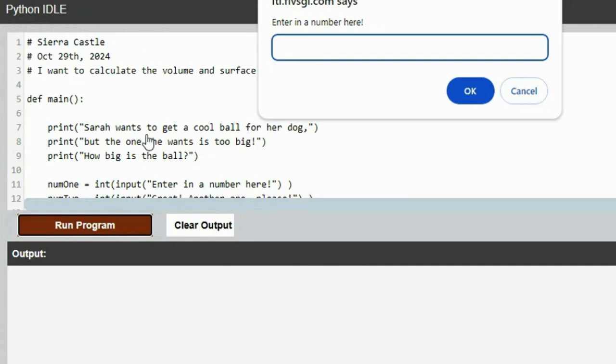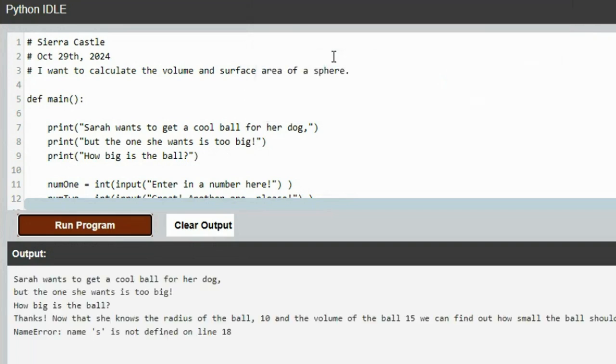So it says Sarah wants to get a cool ball for her dog, but the one she wants is too big. How big is the ball? Enter a number here. Is this the diameter, the radius? I don't know what this number would be, but I'll just enter a 10. I'll say the ball is a 10. Okay, and great. Another one. Okay, I'll say 15.